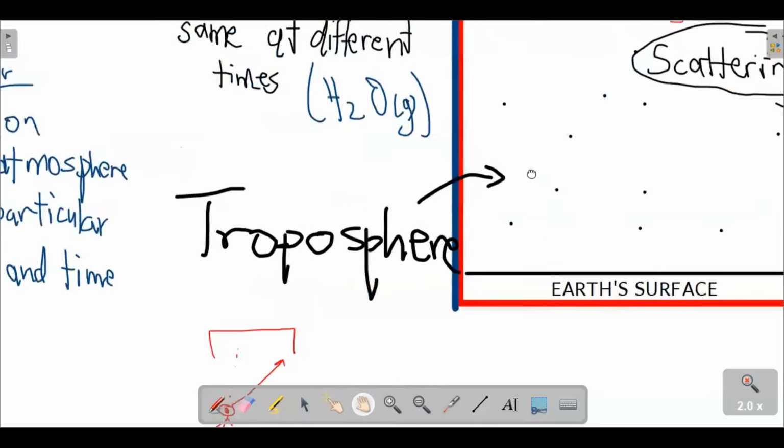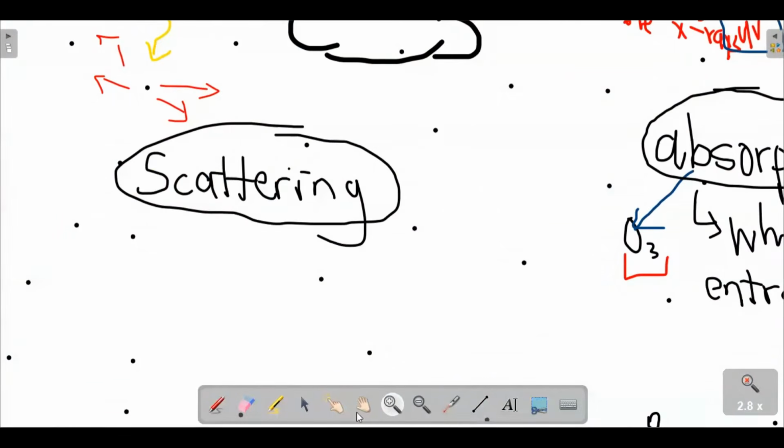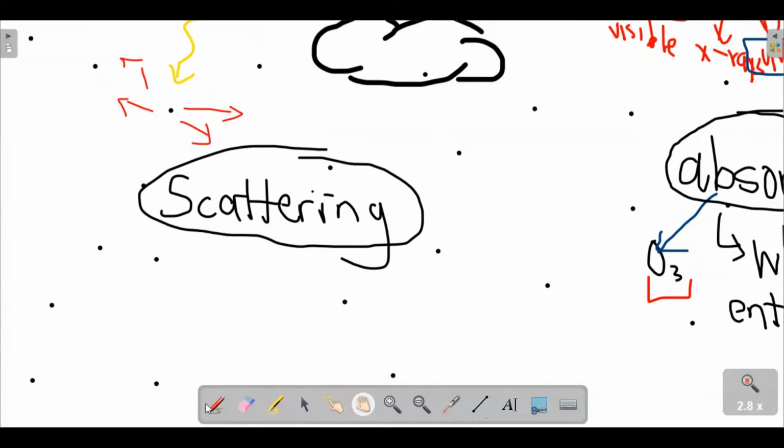Same thing happens here with scattering. By scattering, we mean that the sun's rays are deflected, or their direction actually changes to different sorts of directions. So this is the deflection of the sun's rays.